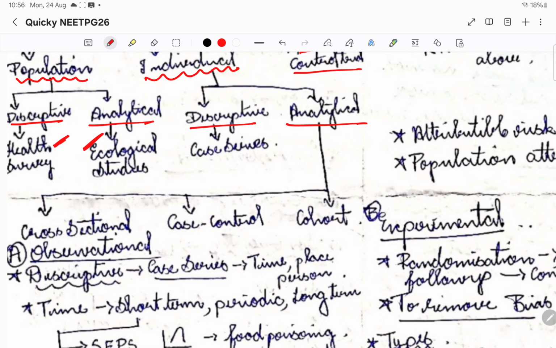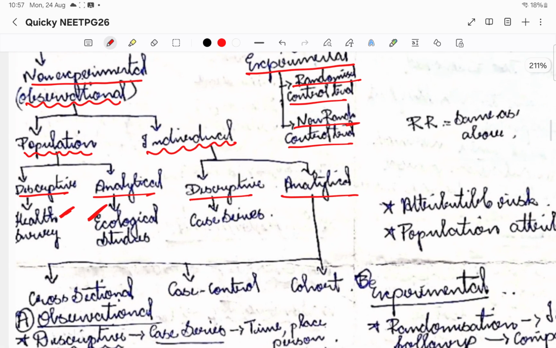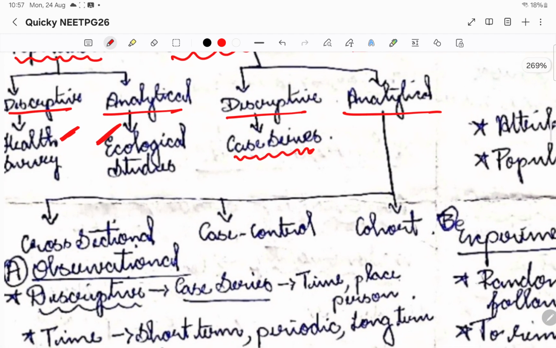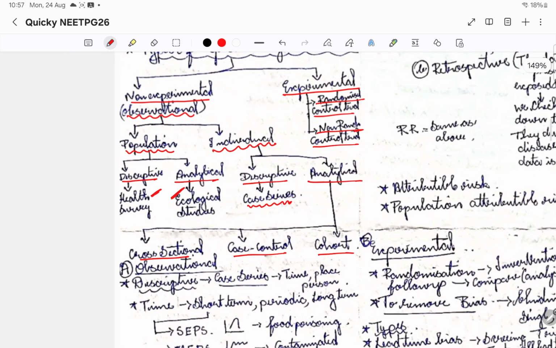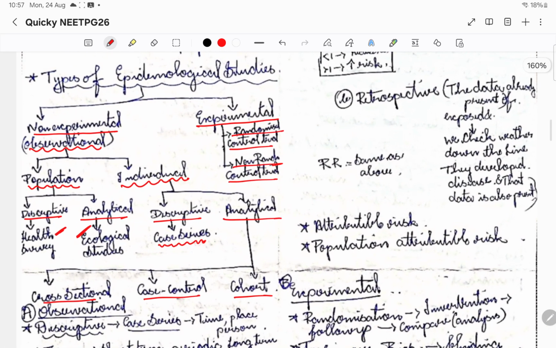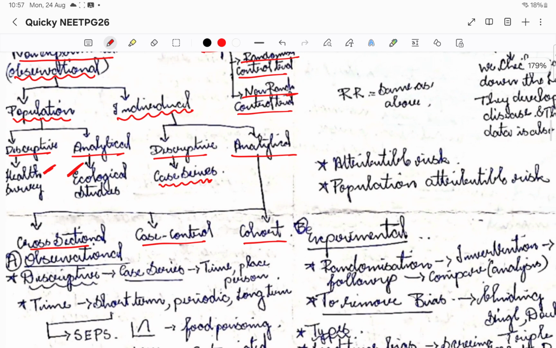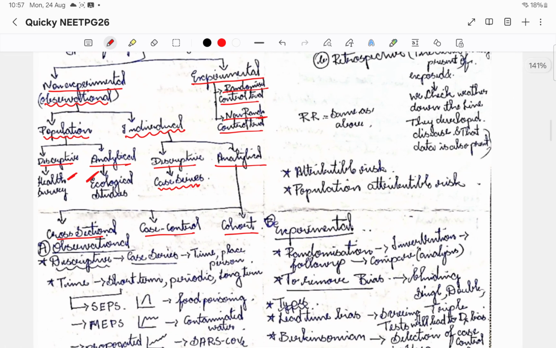Now with respect to the individual, the non-experimental type, again it is descriptive and analytical. In descriptive, it is going to be case series. Then coming to analytical, it is going to be cross-sectional study, case control study and cohort. So this is the classification and that is how we come up to cross-sectional, case control and cohort. So finally you understood, right? Let us now look at each of these and be clear about the cases that they are going to give in the question.